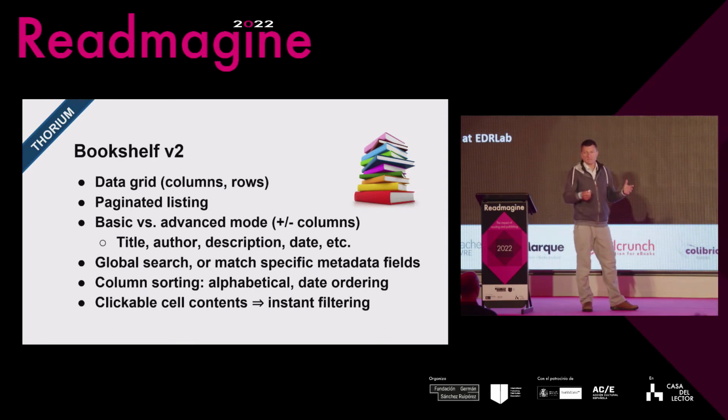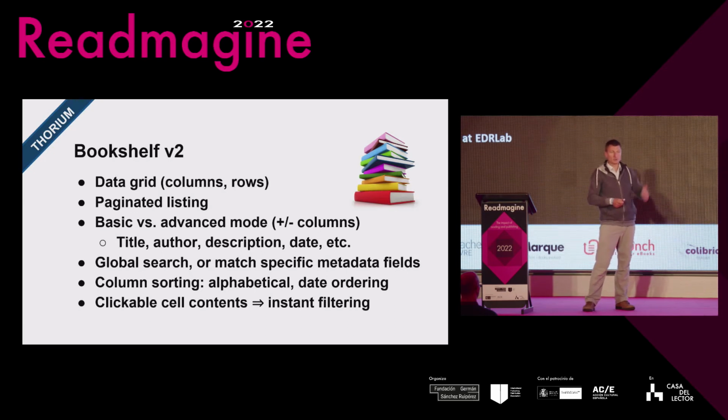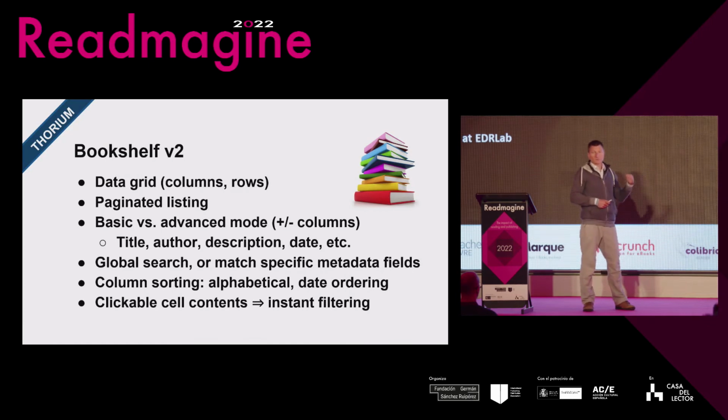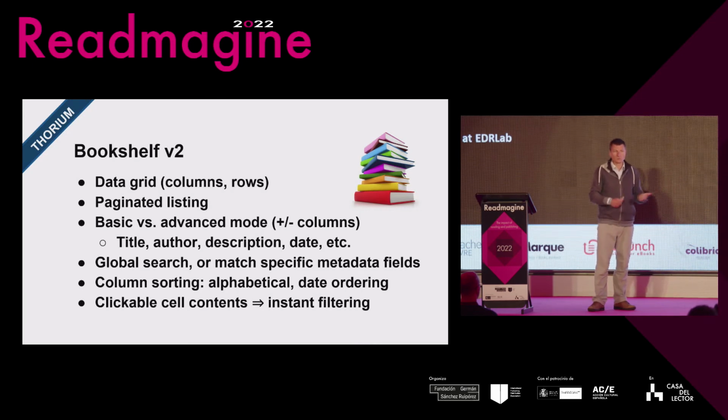It's a data grid, in the sense it's a table. It has columns and rows. Again, we paginate the list of publications, so if you have a few hundred publications, you don't have to scroll forever. There is a basic mode, so that it's not too overwhelming. We only show a limited amount of information, but there's also an advanced mode if you're comfortable looking at more information in the table. So by default, we'll show the title, the author, the publishing date, the description, things like that.